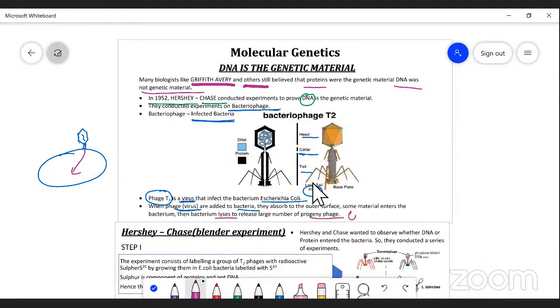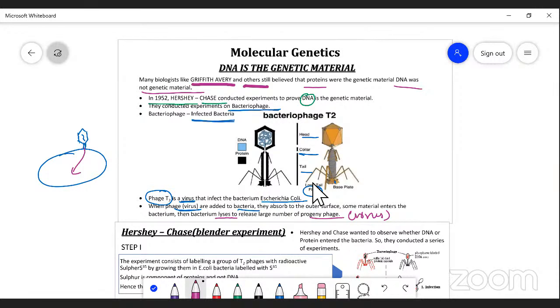Phage means virus, you understand? Bacteriophage is the virus infecting a fresh bacterium. So something is entering from the virus into the bacterium. We don't know whether it is protein or DNA. There is some confusion. So what material enters from the virus into the bacterium? That was proved with the help of an experiment.